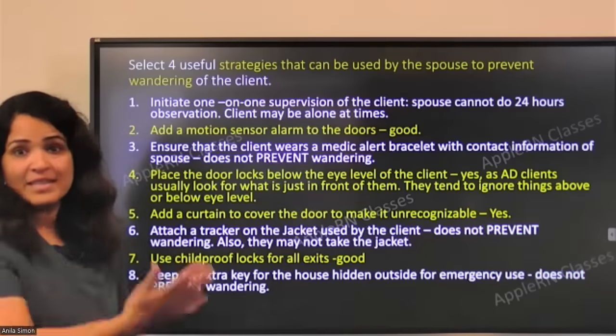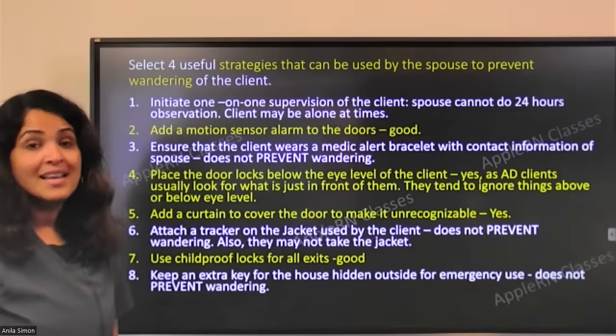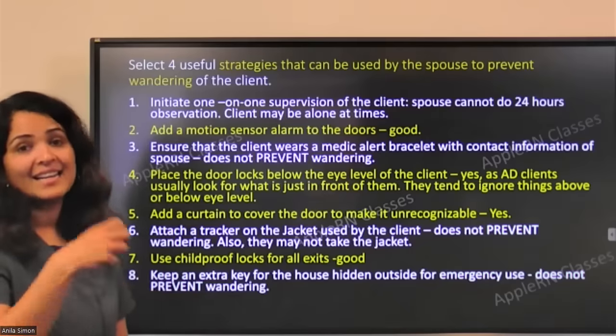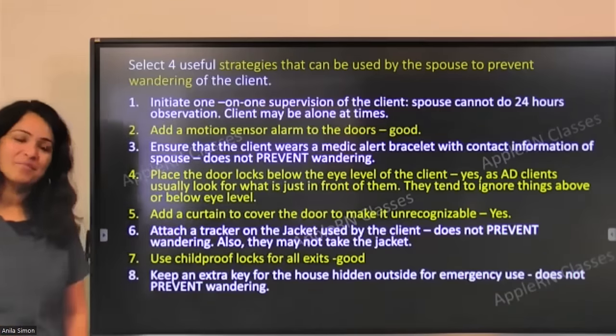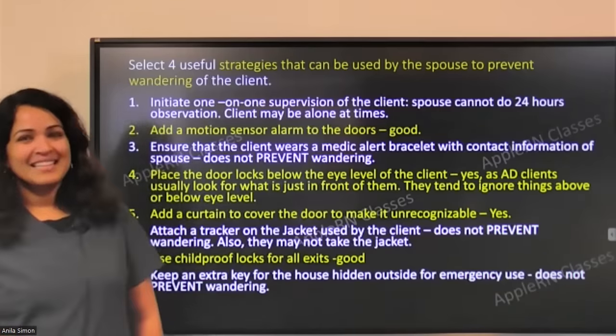That way you always have access to get into the house, even if the client who is inside is not able to open it for you. So that's a good thing, but it's not going to prevent them from wandering off, right? So what are the options here?